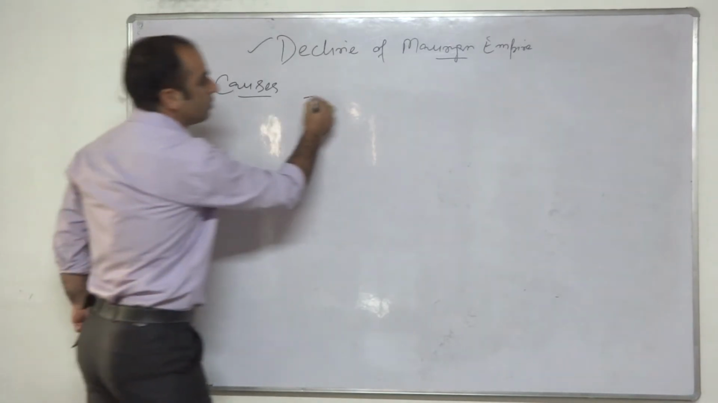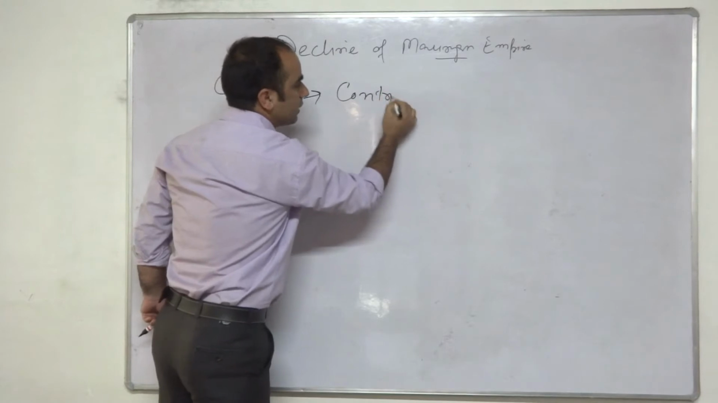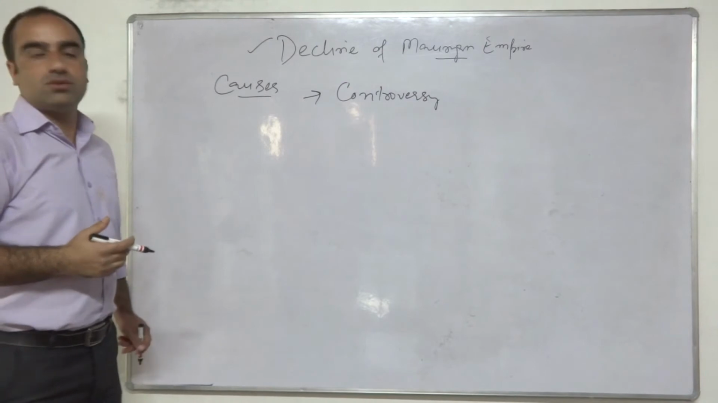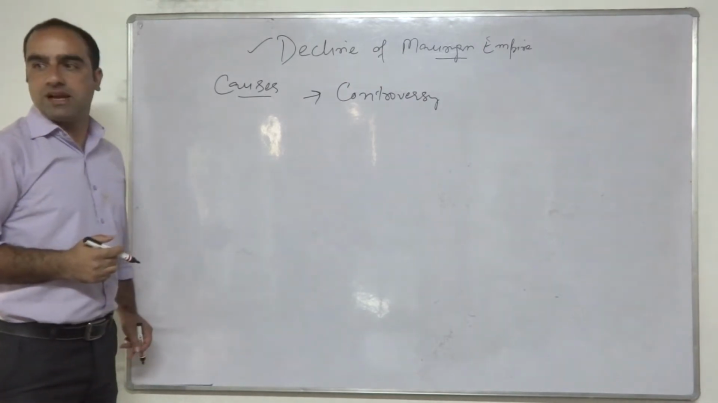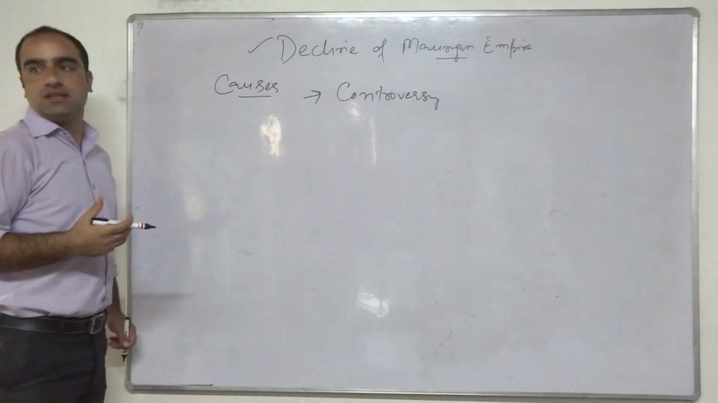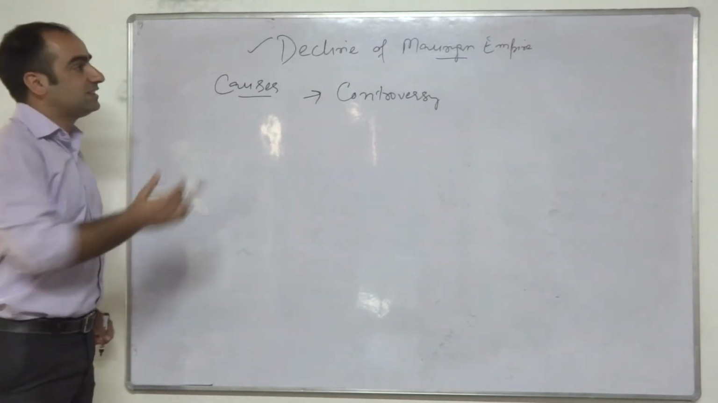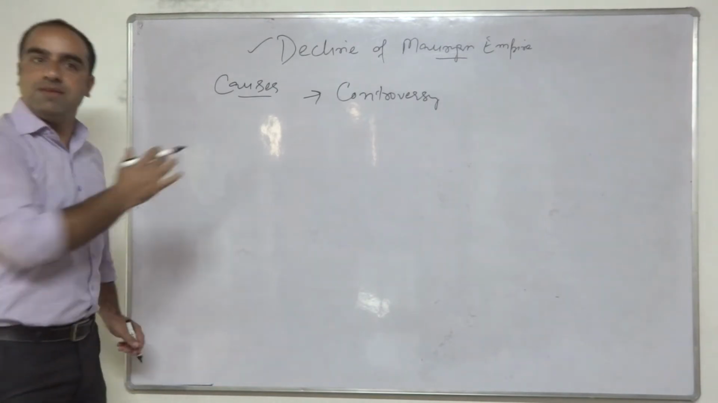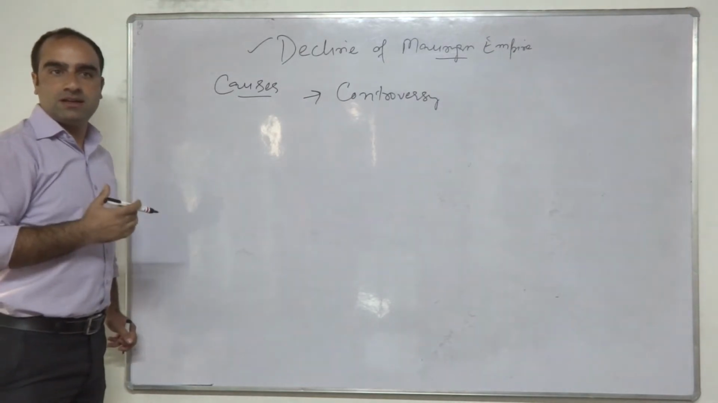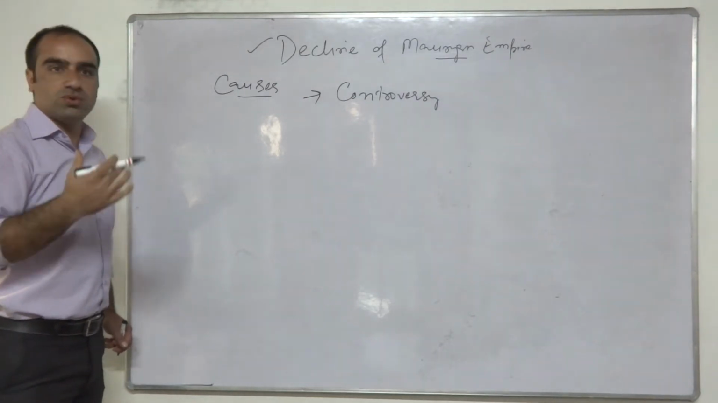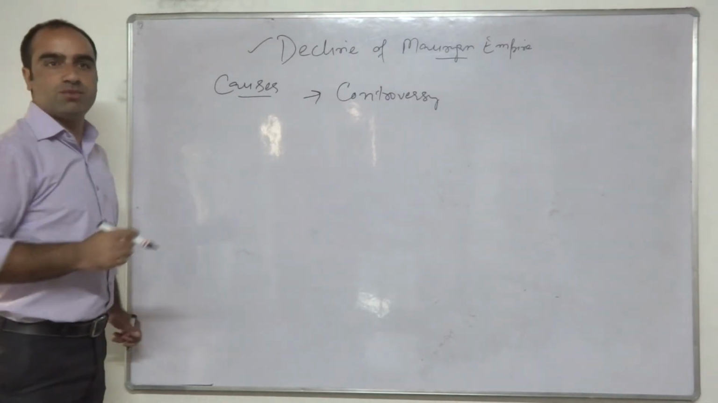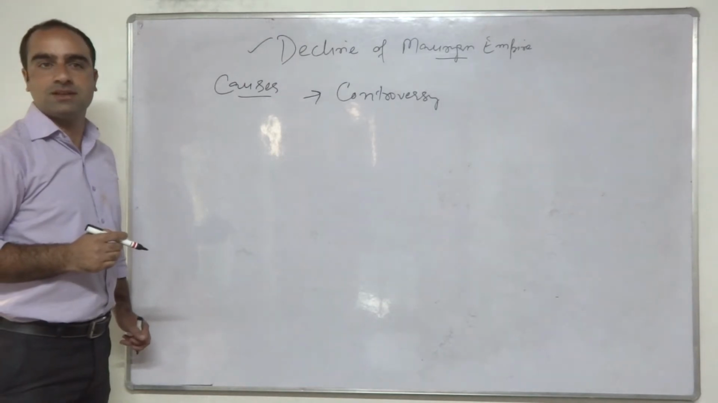There is actually a controversy among the historians about what actually led to the decline of the Mauryan Empire. What are the important viewpoints from the historians as far as the decline of the Mauryan dynasty is concerned? I am going to highlight those viewpoints here, and I will leave it up to you to analyze and come to the conclusion regarding the decline of the Mauryan dynasty in India.